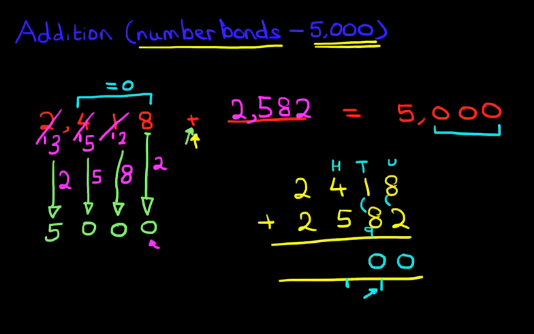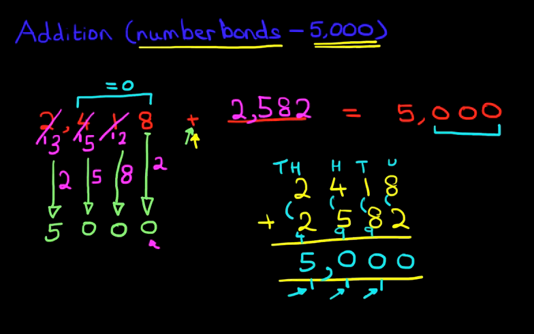Now we're on to the hundreds. We've got 4 plus 5. 4 plus 5 is 9. Don't forget to add the 1. 9 plus 1 is 10. And now the thousands, we've got 2 plus 2 is 4. Don't forget the 1. 4 plus 1 is 5. So we've got 5,000. So we worked it out correctly.